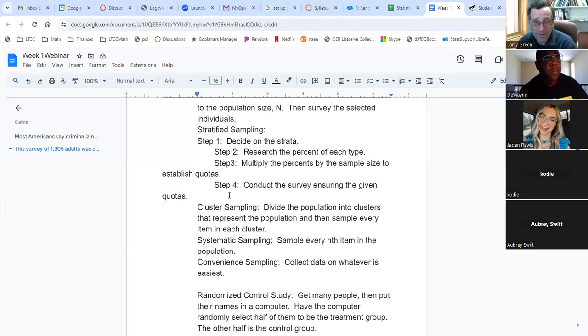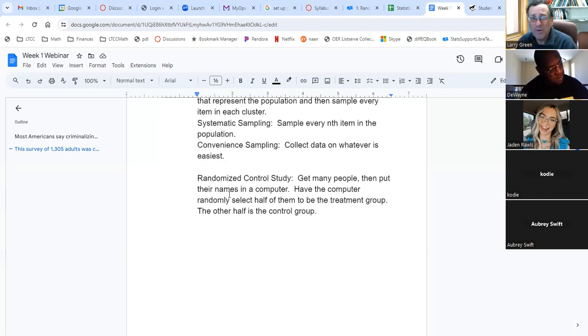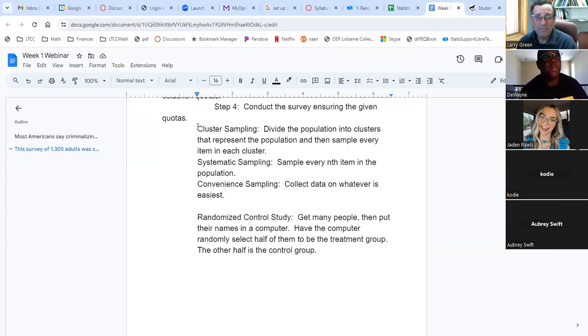Okay, stratified sampling I already talked about. The next one is cluster sampling. Okay, and let me explain what that is. We divide the population into clusters that represent the population, and then sample every item in each cluster. So let me give you an example of this.